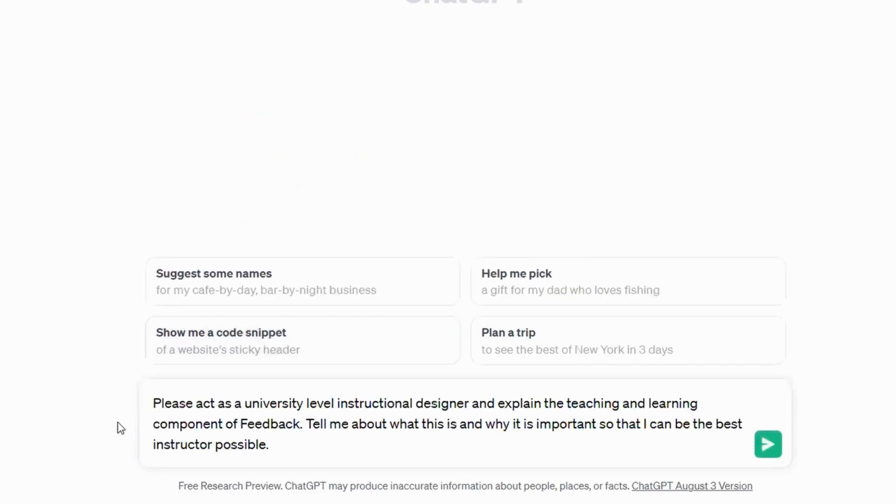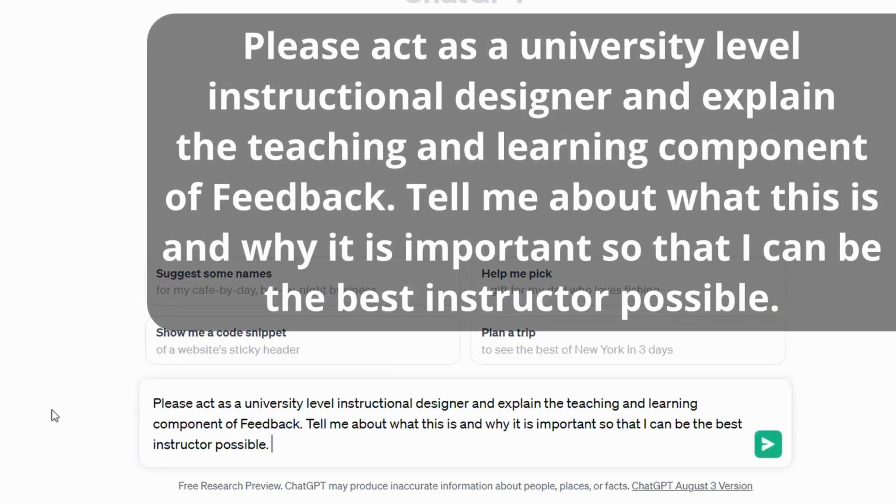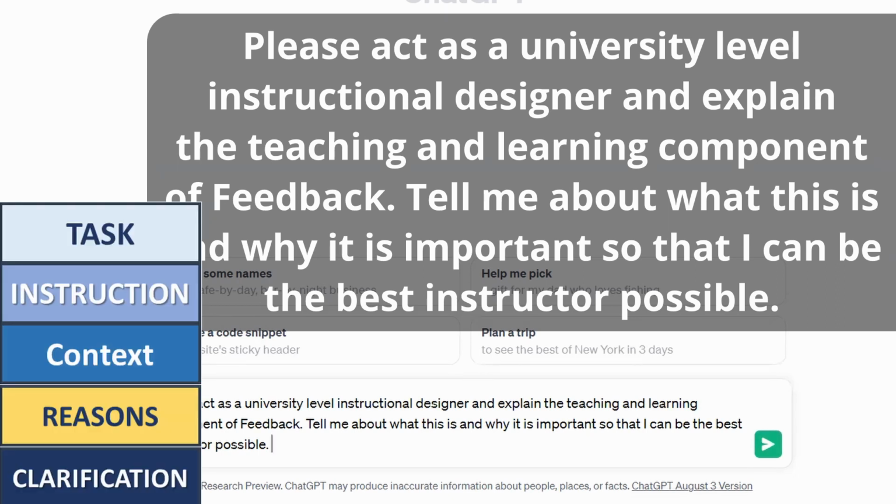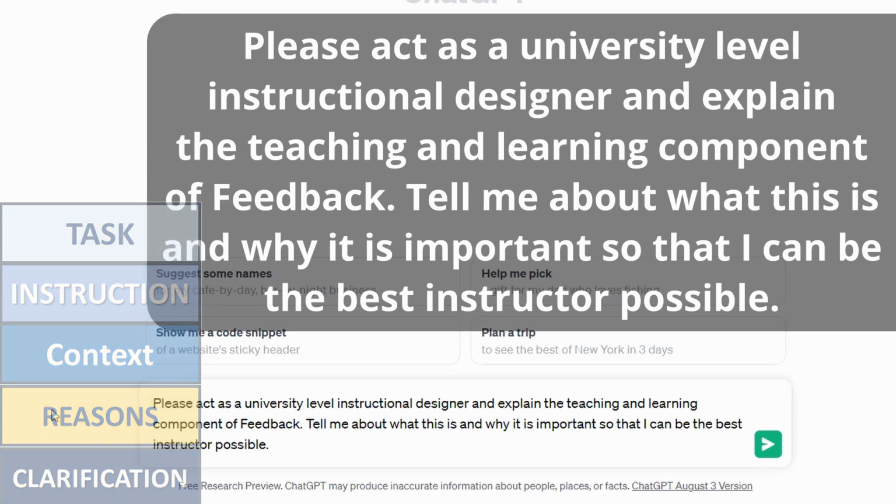In this case, I'm going to use this prompt that says, please act as a university level instructional designer and explain the teaching and learning component of feedback. Tell me about what this is and why it is important so that I can be the best instructor possible. Again, remember that we're using a nice advanced prompt so that it can give us the best result possible. Notice that I have all the different important components of a good prompt in that I'm giving it a task, I'm giving it instructions, I'm being specific with all of these things, and I'm also giving it reasons in order to give me the best result possible.